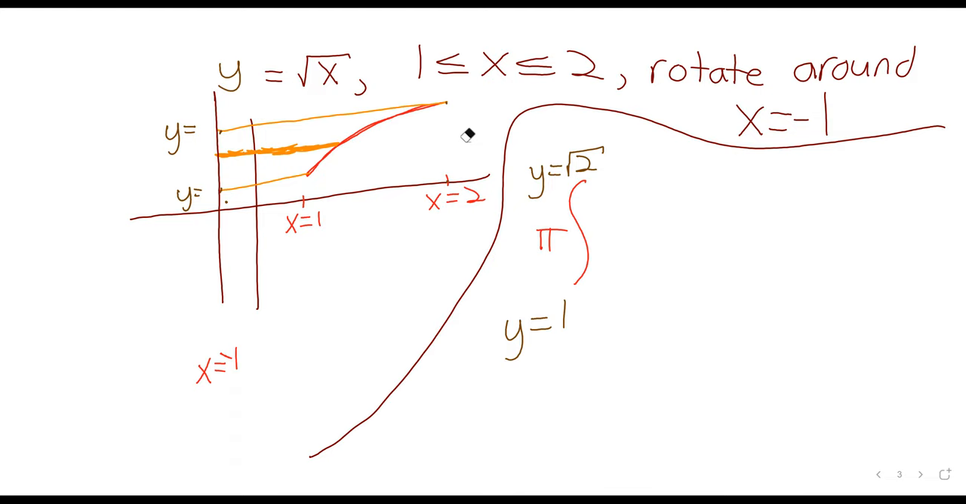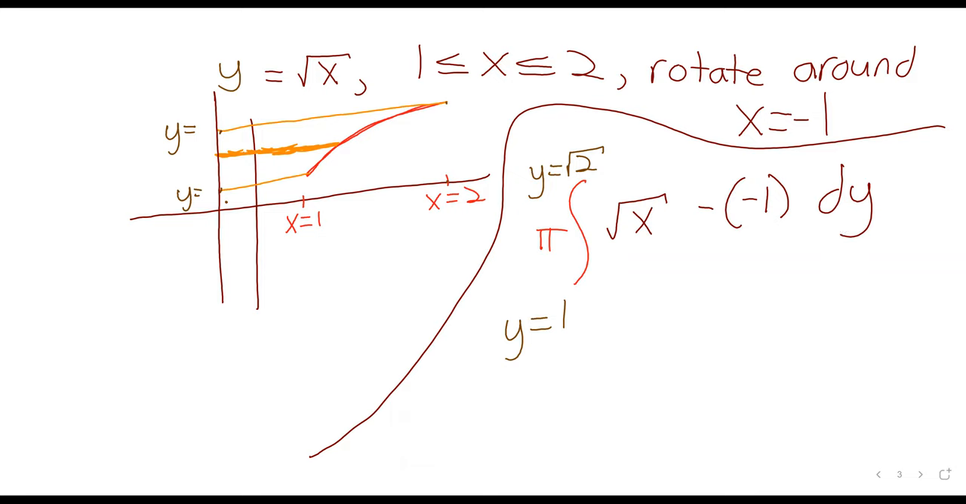It's the right minus the left. But everything has to be in terms of y. So it can't be the square root of x minus negative 1, because we need our variable to be y, not x.